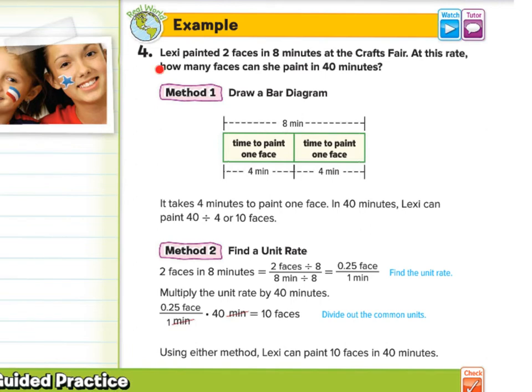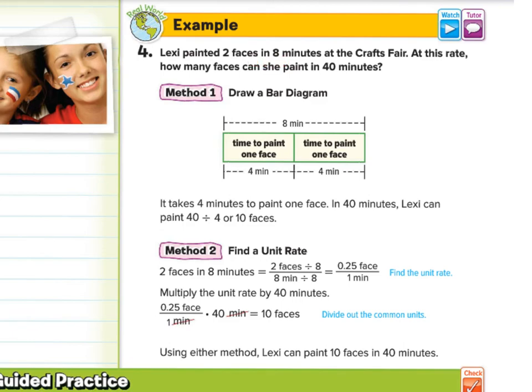All right, so in the example, Lexi painted 2 faces in 8 minutes at the crafts fair. 2 faces in 8 minutes. That sounds to me like 1 face in 4 minutes. You cut them both in half, right? At this rate, how many faces can she paint in 40 minutes? Well, you can do this mentally, right?